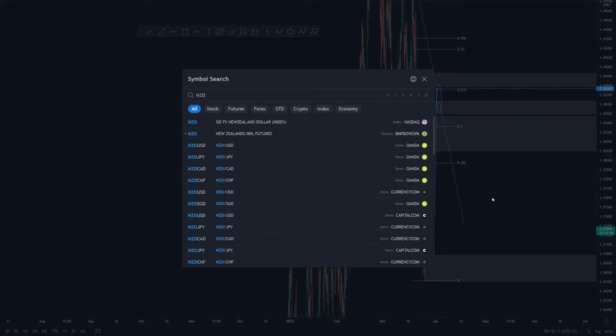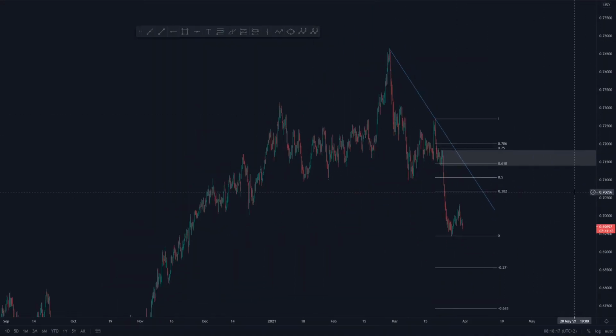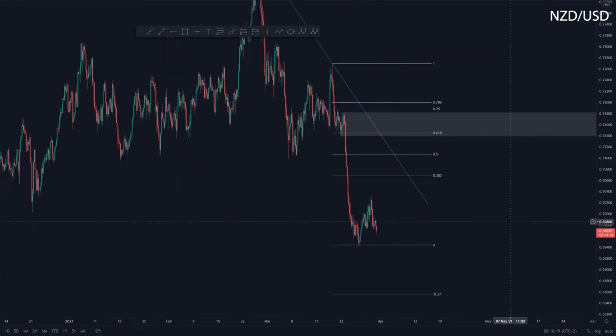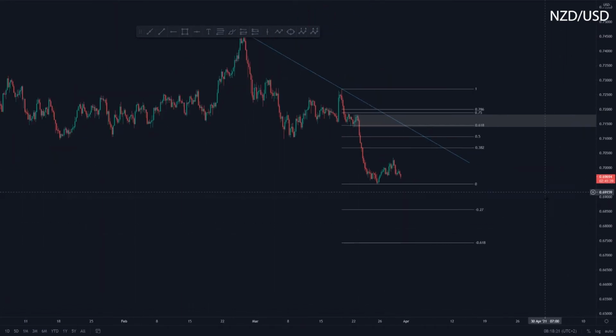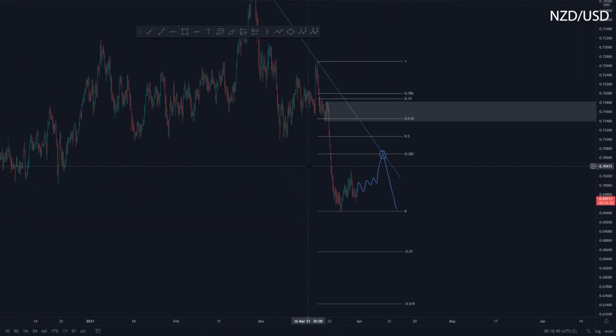Let's move over to Kiwi dollar. And Kiwi dollar hasn't moved a lot, to be honest. Not that interesting still. I'm still waiting for a push higher, at least to the 0.382 and to my potential trend line. So yeah, this is what I'm waiting for. Just waiting for it to creep up a little bit more, retest the trend line, retest the 382 level, and then see further downside movement.